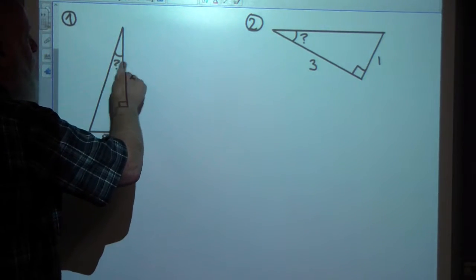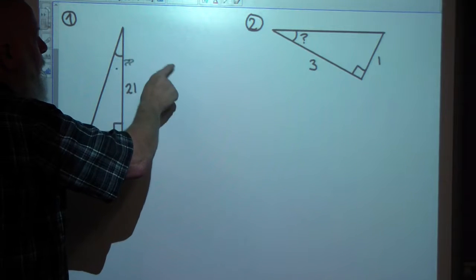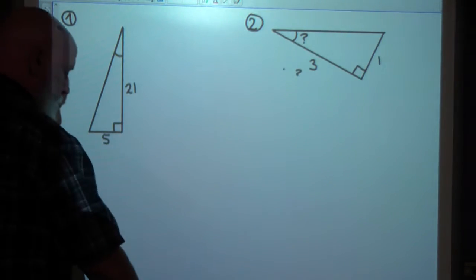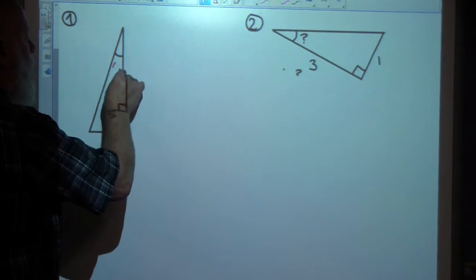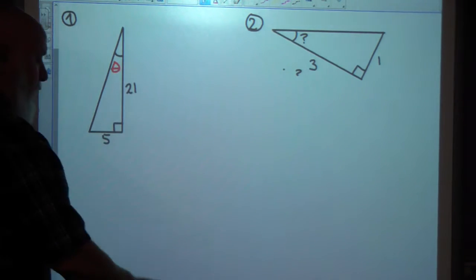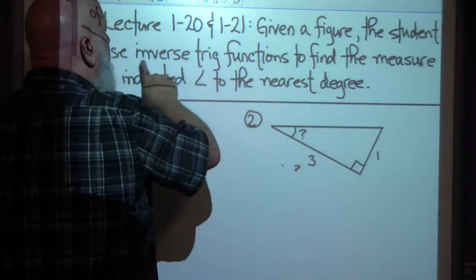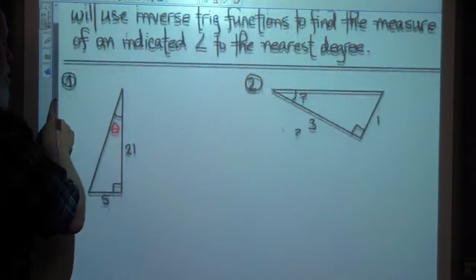Let's see if I can move this. Haha, I can. Here's the angle I'm looking for. I'm going to call it theta. I want to know the measure of this angle, and it says to use inverse trig functions, and we're going to round to the nearest degree.